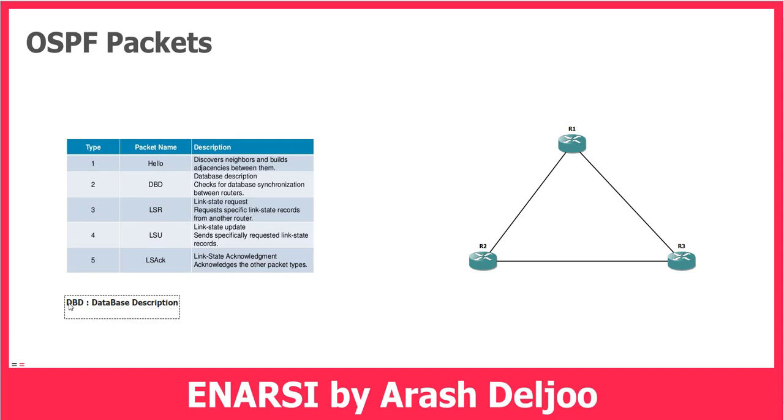The next OSPF packet type is the LSR. As you can see, LSR is the abbreviation of link state request. I will talk about the function of the link state request in this video. After that, you can better understand the functionality of this LSR. And after that, we have the next packet in OSPF. The name of this packet is the LSU. LSU is the abbreviation of link state update.